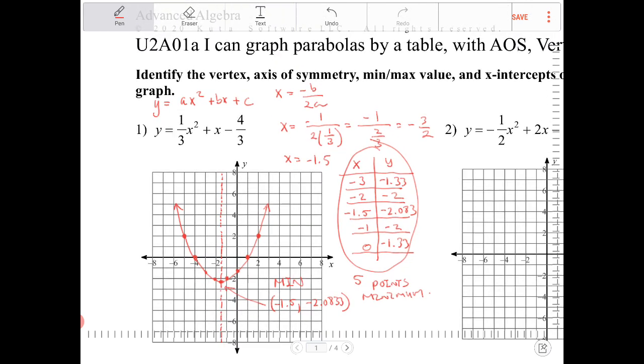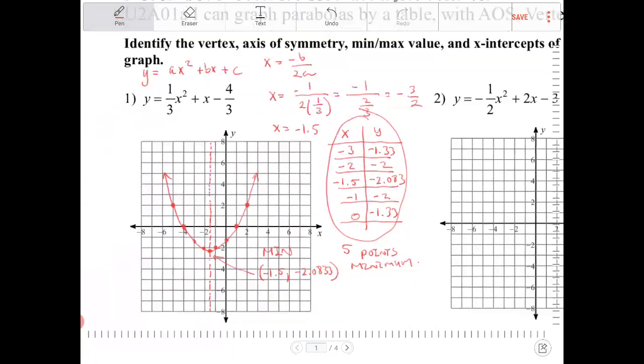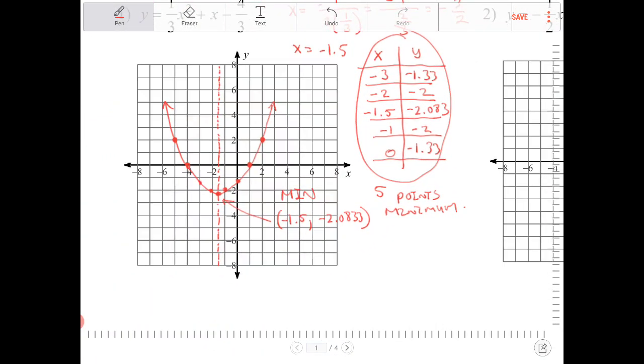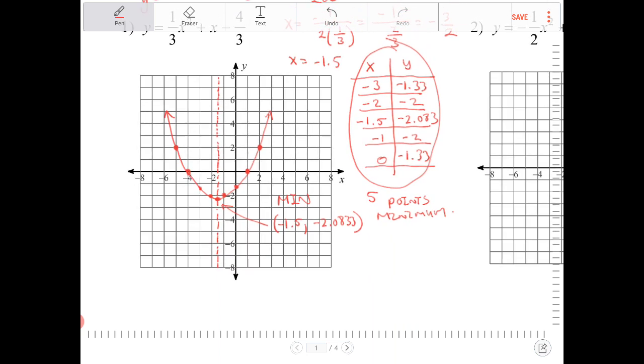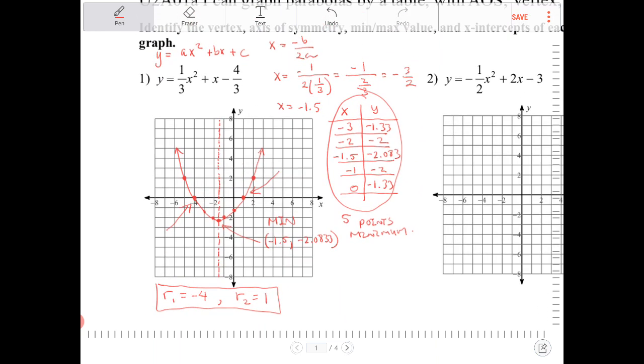And then last but not least, the question here is asking for the x-intercepts of each. So how do we find the x-intercepts? We actually found the x-intercepts. The x-intercepts are located at -4 and +1. So the x-intercepts, or the roots: root 1 is -4 and root 2 is at 1. Okay? Let's try another example of this.